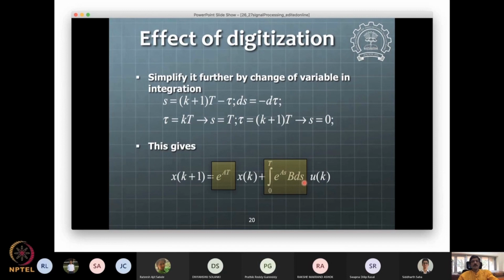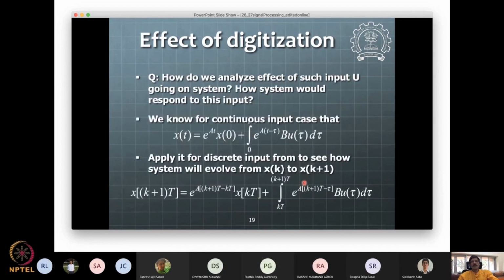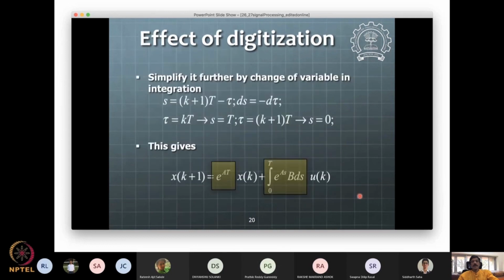This s is some other variable that is used to replace tau. What this s variable is, and all these things, are given in more detail here. So you get these two matrices here. This is where you get your e to the power AT function, and one can now start representing this x of k+1 as a function which is a characteristic function for the system. This doesn't have anything related to k, and this also doesn't have anything related to k.